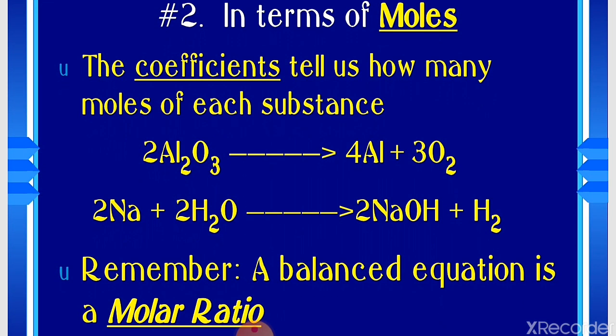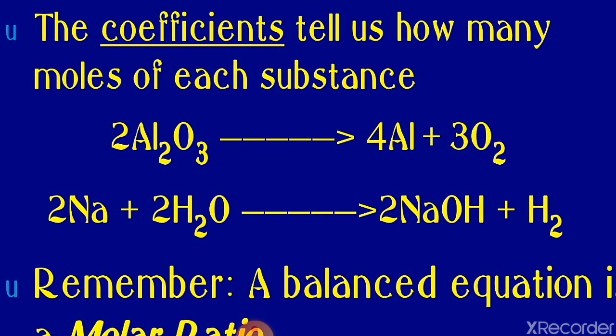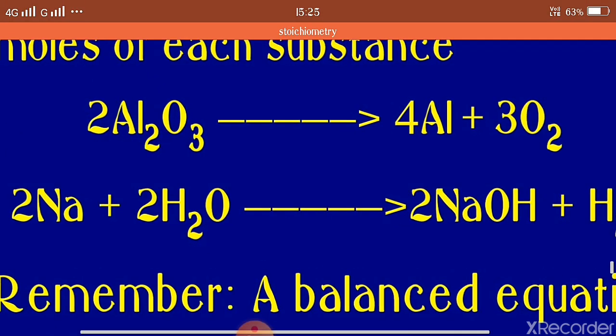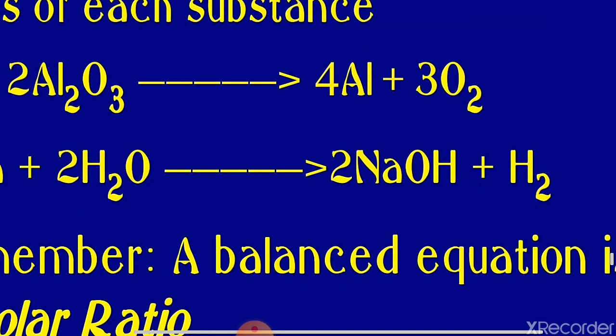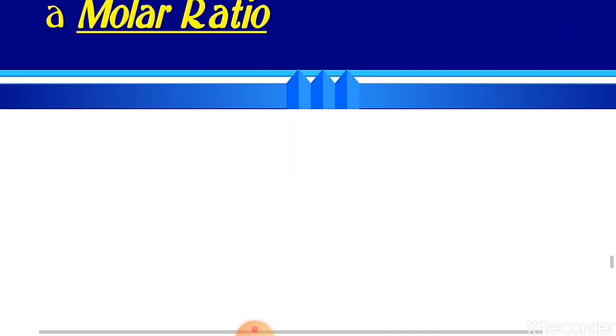Second, in terms of mole, the coefficient tells us how many moles of each substance. If you take this reaction, 2Al2O3 gives 4Al plus 3O2, we can tell that 2 moles of Al2O3 give 4 moles of Al and 3 moles of O2. Or here you can tell 2 moles of Na plus 2 moles of water give 2 moles of NaOH and 1 mole of H2. So a balanced equation is a molar ratio.